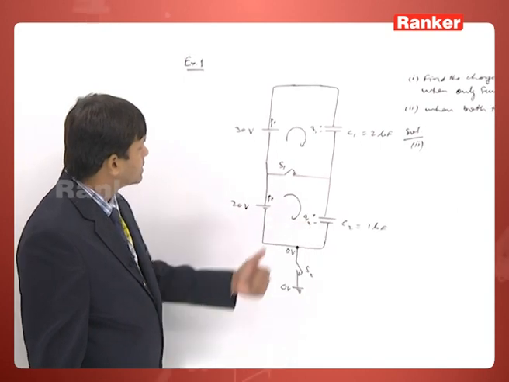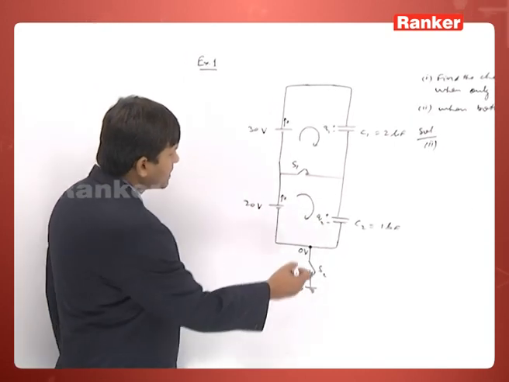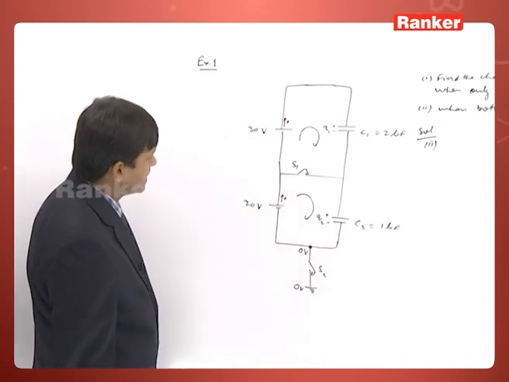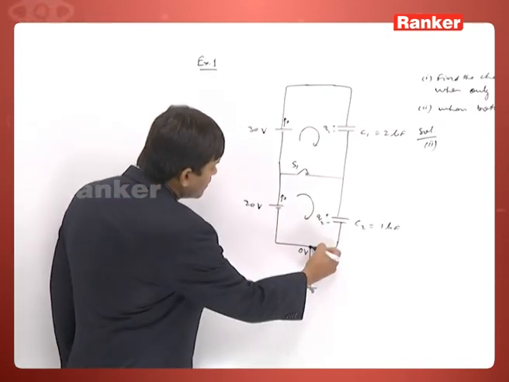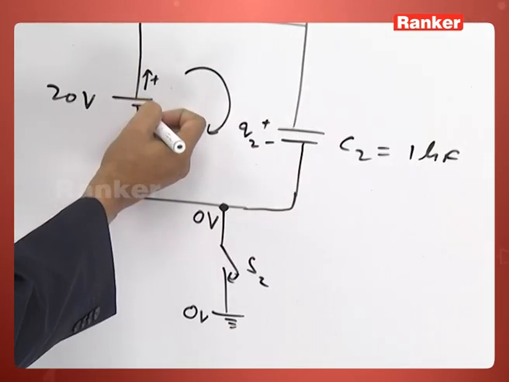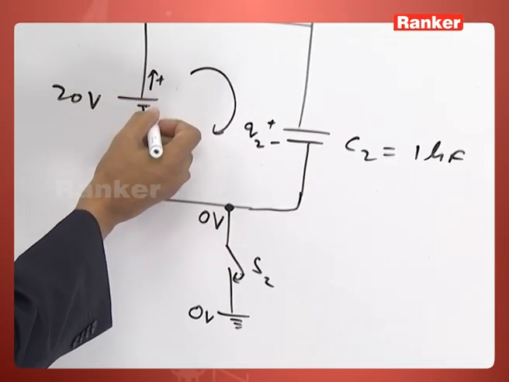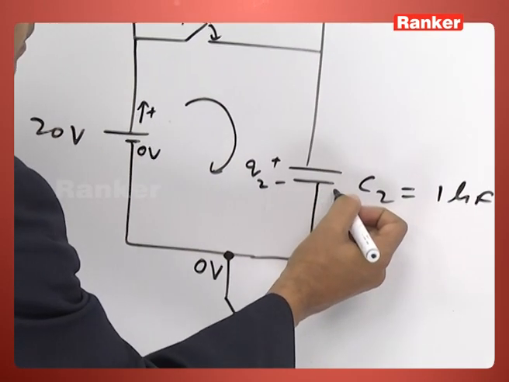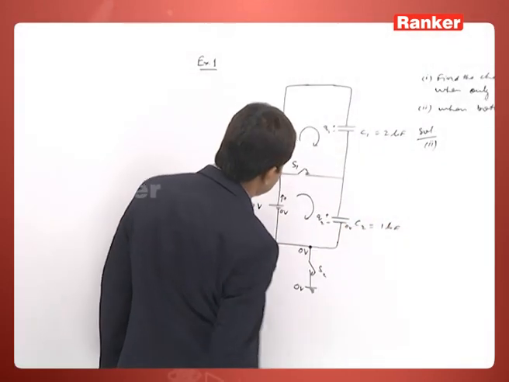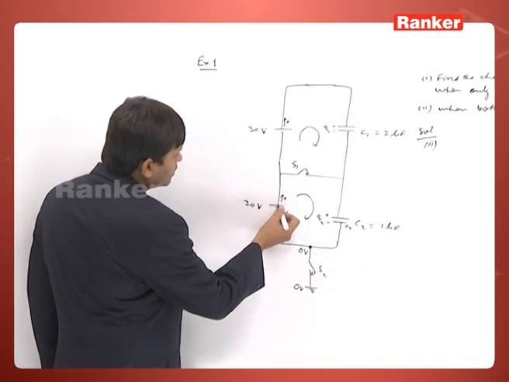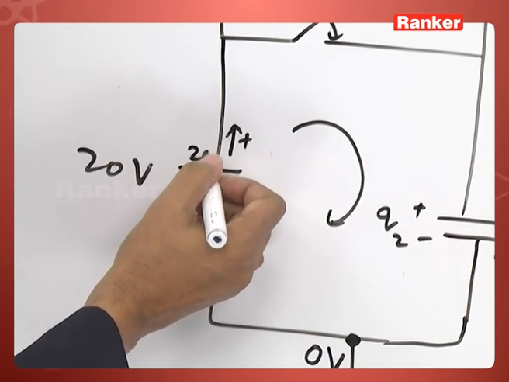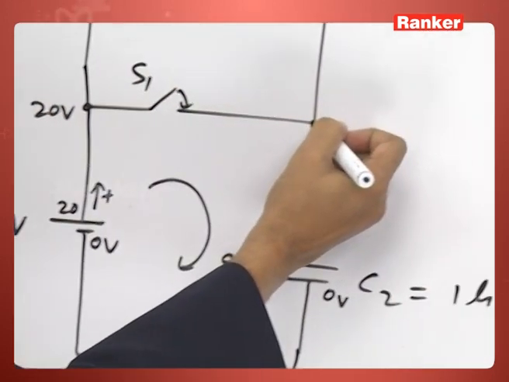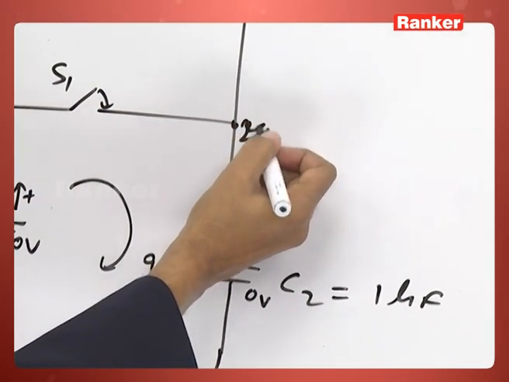Now nothing will change here. The only thing is that the potential at different points will change. So if this is 0 volt, then this electrode of this battery will be at 0 volt. This plate will also be at 0 volt. Now this electrode of the cell is 20 volt. This point is your 20 volt. This is also your 20 volt.